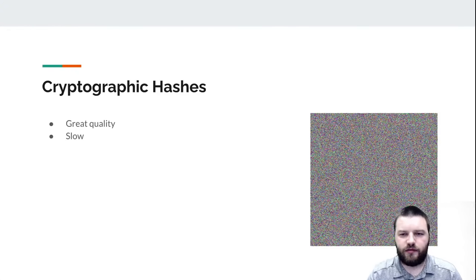Cryptographic hash functions have great quality, even when used with neighboring seeds. However, since they're designed with the goal in mind to keep information secure, and thus to make it hard to brute force attack, they end up being slow. Thus, they may not be fast enough for most real-time rendering applications. However, cryptographic hash functions could be desirable in offline rendering techniques where higher quality is desired above all else, and the runtime performance isn't a concern at all.